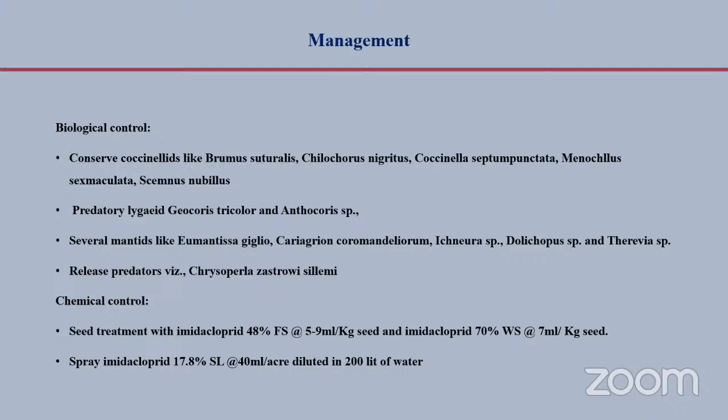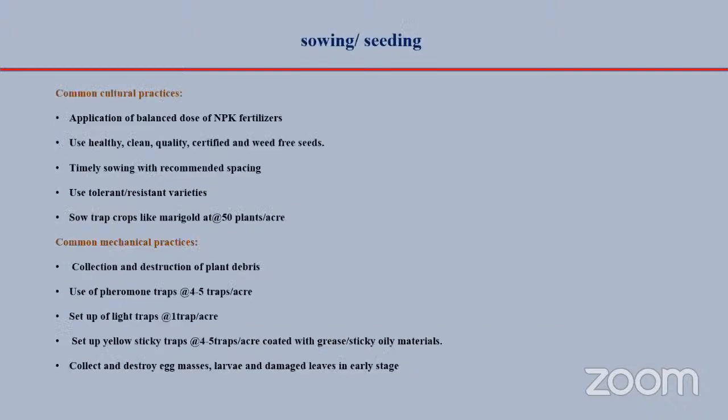So next is chemical control. For chemical control, you can use the same neonicotinoid insecticide as we used in the white fly. That is, you can use imidacloprid or you can also use thiamethoxam.